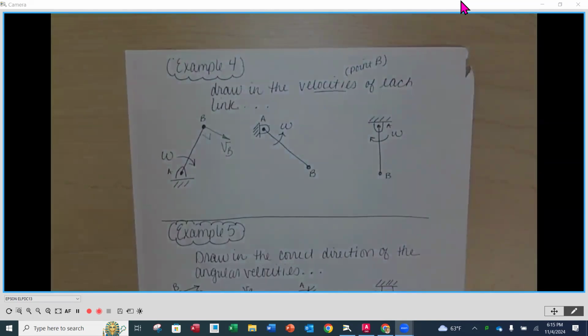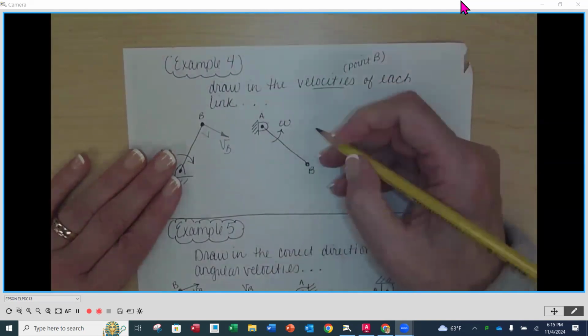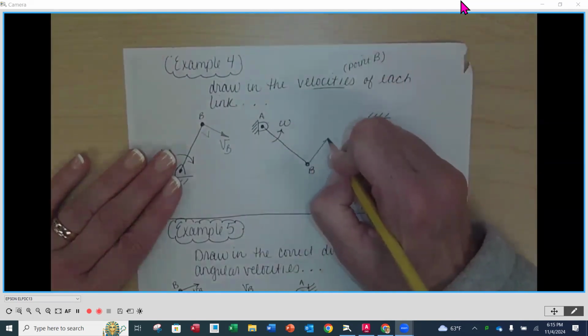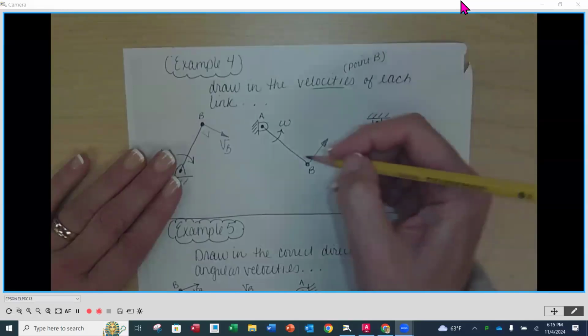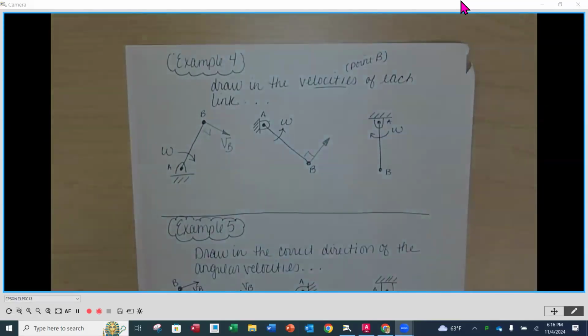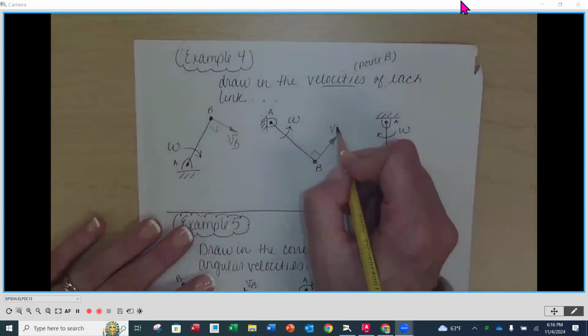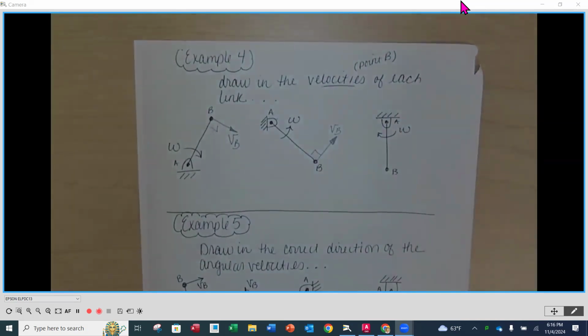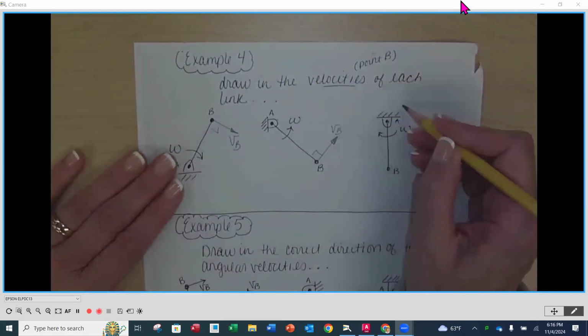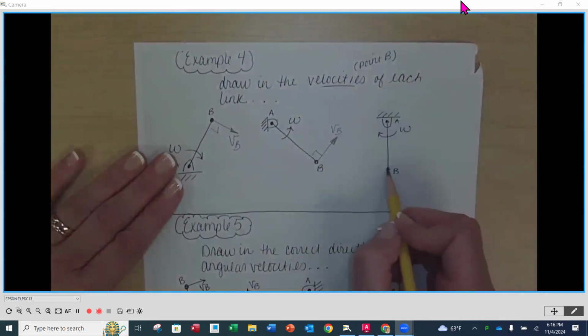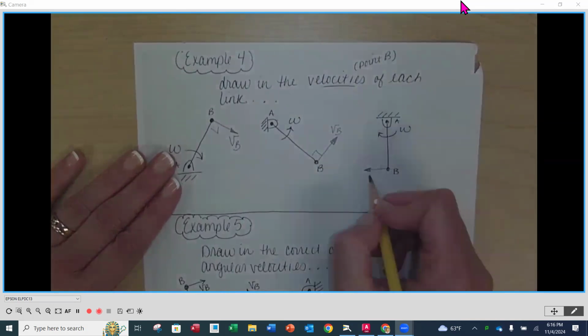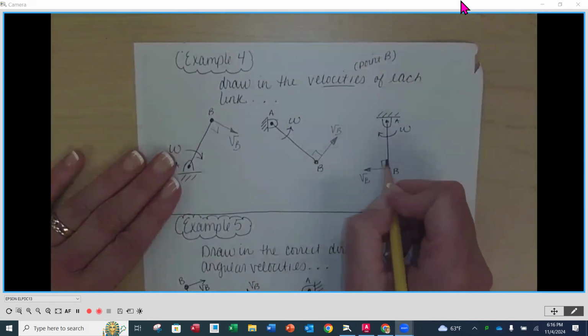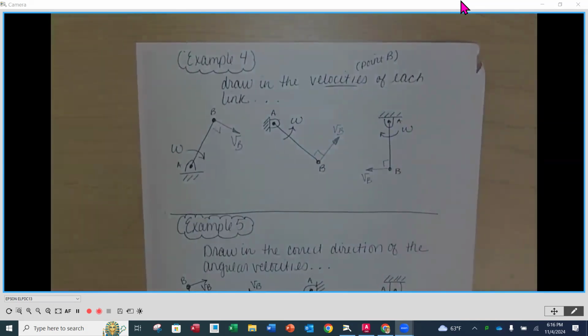The middle one is rotating counterclockwise. So our velocity of B is going to start at point B and it's going to point up and to the right. And it is going to be perpendicular to that radius back to its center of rotation. And that's going to be the velocity of B, straight line velocity. And then our last one is going in a clockwise direction. Based on the position of B, it's going to be going to the left, perpendicular to that radius back to its center of rotation.